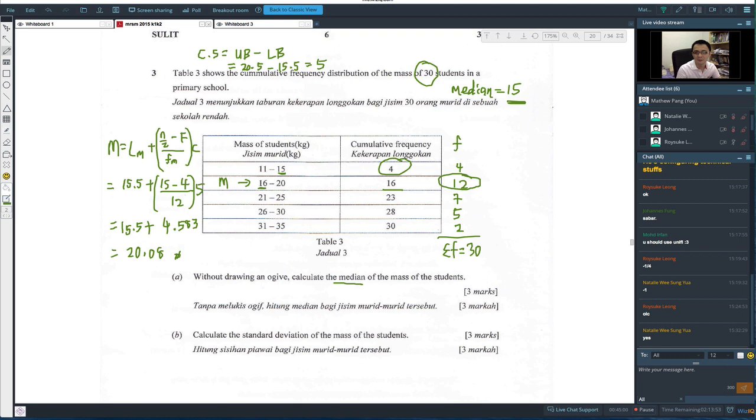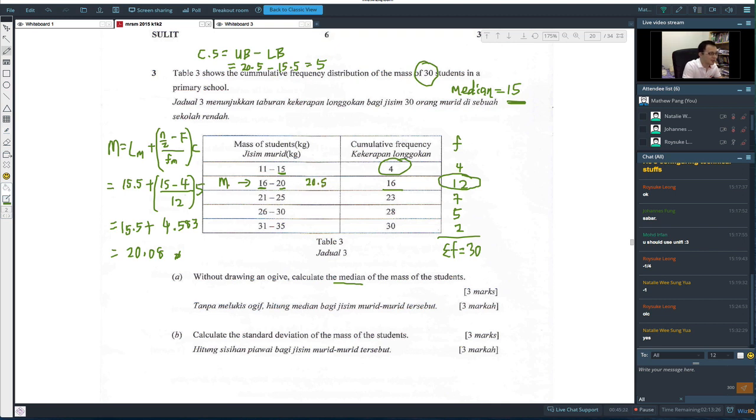The answer will be 20.08, yes, that is correct. Maybe 20.08 is still within this class, because if the upper boundary is 20.5, then 20.08 is still between 15.5 and 20.5. So I think this answer can be accepted.